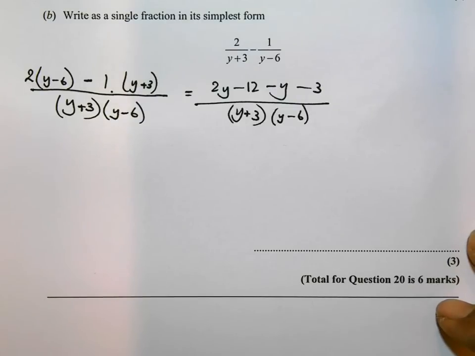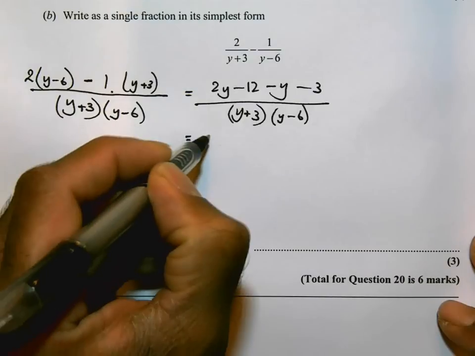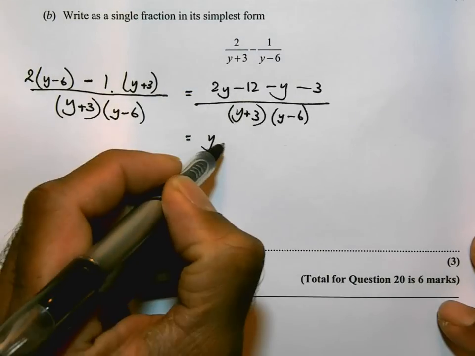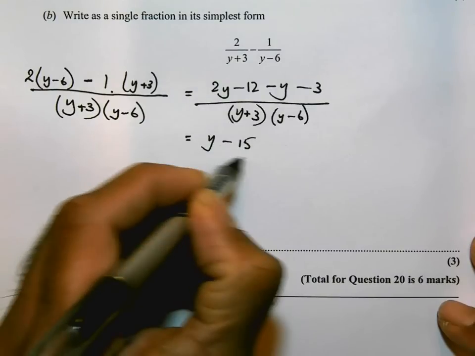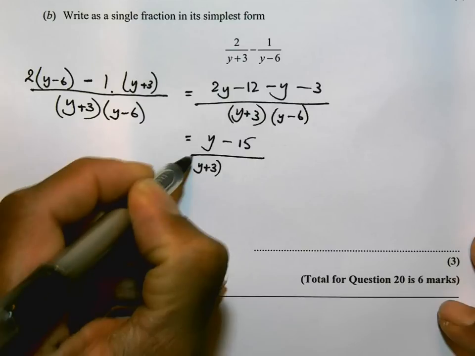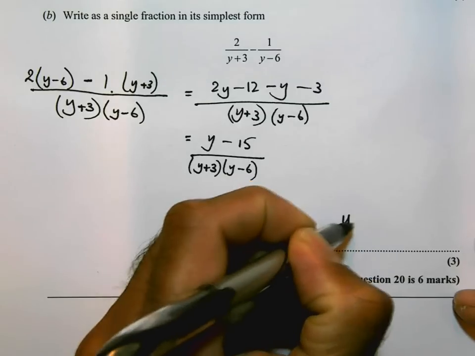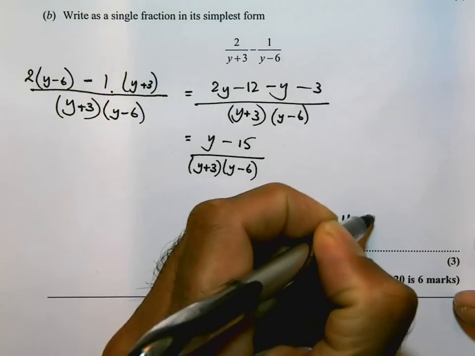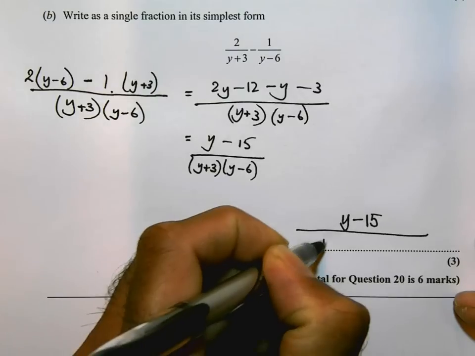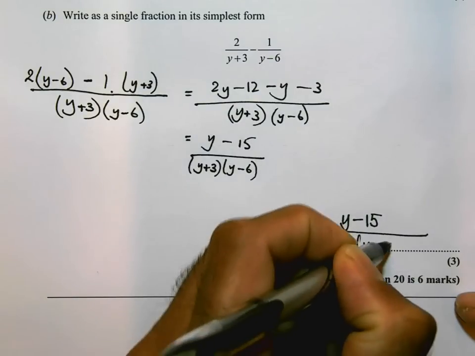Tidying this up ends up giving us 2y, take away y is y, minus 12 minus 3 is minus 15. That's going to be all over y plus 3, y minus 6. And that is my final answer, and to be honest, that's in its simplest form. So if we tidy that up, you'll get y minus 15 all over y plus 3, y minus 6. I'll leave that as it is.